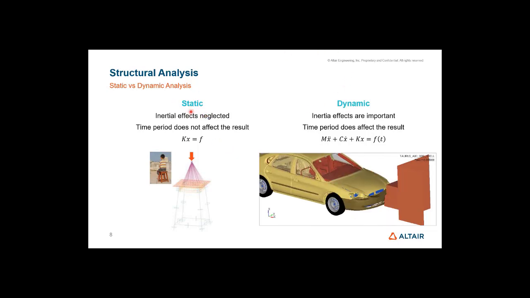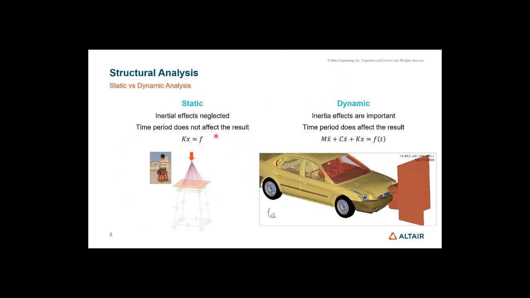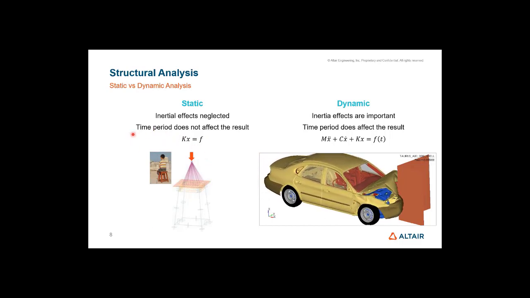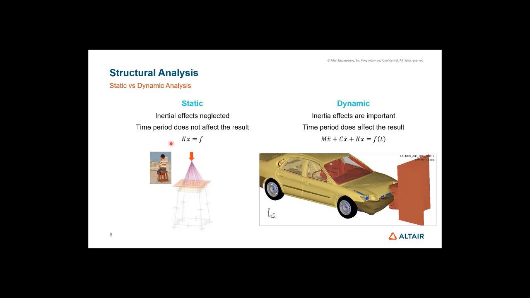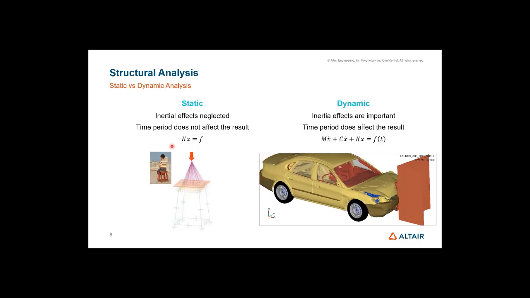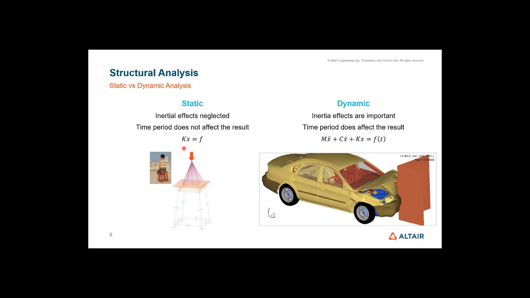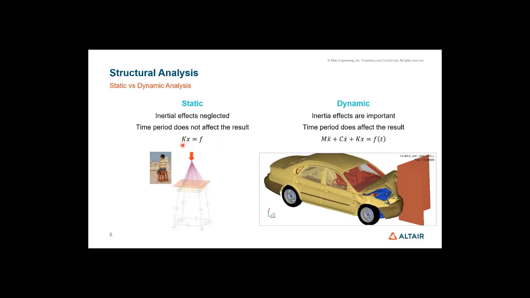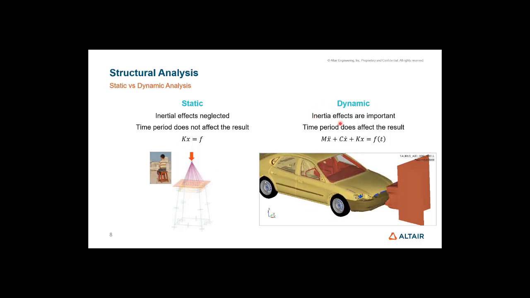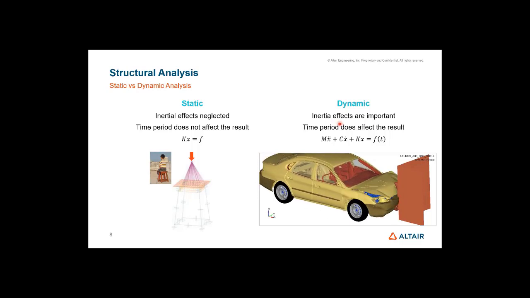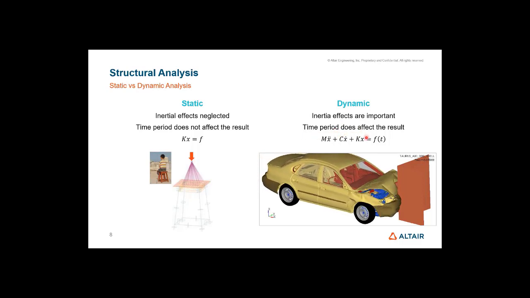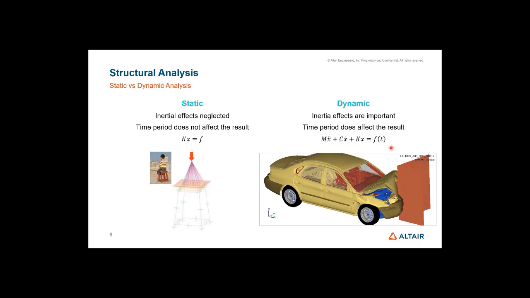The other question is whether it's static or dynamic. Mainly whenever we're dealing with static, our first hypothesis is that the mass or the inertia effect is not taken into account in our simulation, so it's neglected. Also neglected is our velocity times the damping coefficient. So basically we have our force equals our displacement times our stiffness. For the dynamic event, on the other hand, the inertia effects are really important. We have this weight distribution and weight transfer during the simulation process, and the time period also affects the results. So we have our full Newton's law equation right here.